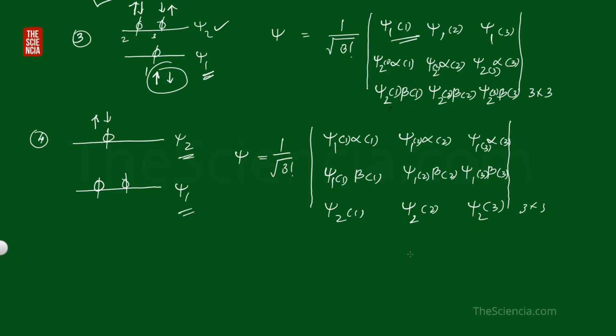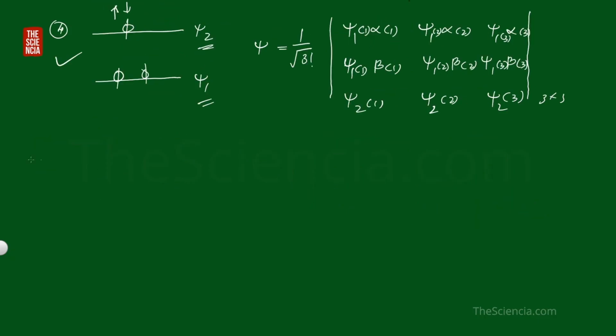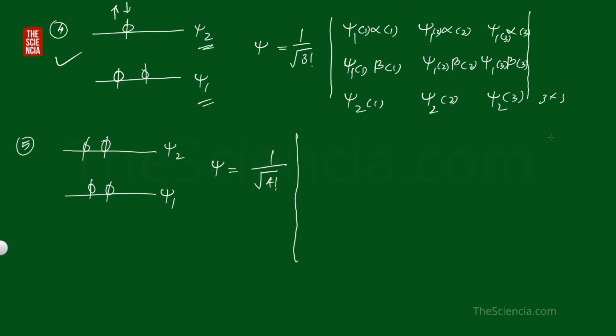So this will be the Slater determinant for this kind of distribution. Now the last example problem: there are two states, psi 1 and psi 2, with two particles in the psi 1 state and two particles in the psi 2 state. So there are a total of 4 particles. Therefore the wave function psi will be 1 by root 4 factorial, that is the number of particles, right? And the determinant will be a 4 by 4 determinant.